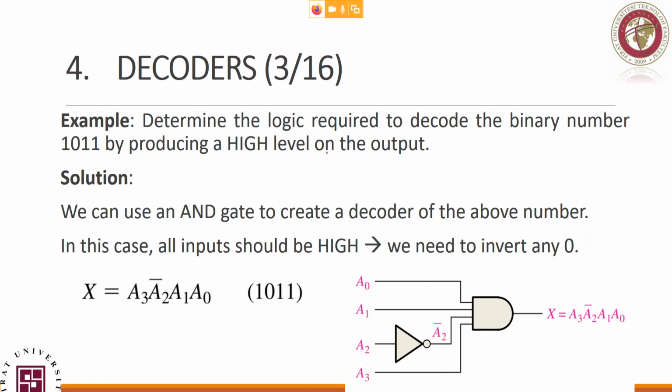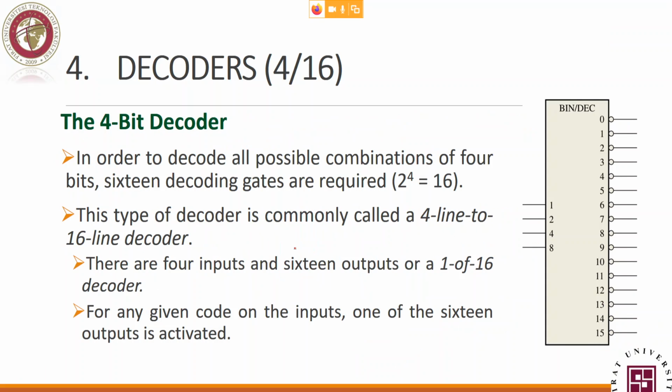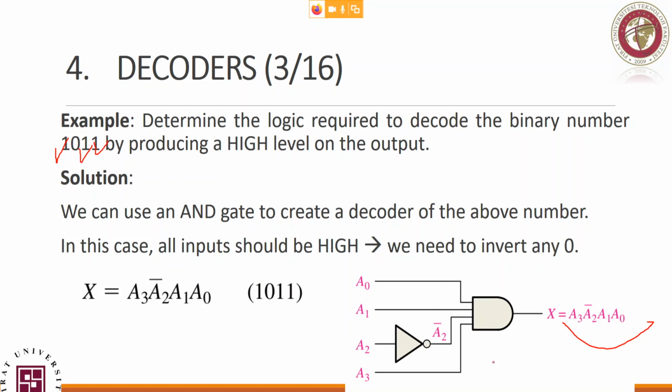Usually I ask such questions, so you may expect such a question on the exam. Determine the logic required to decode the binary number 1011. Now this one is high, this one is high, this one needs inversion, this one is high. So we have a 4 input AND gate. We have the MSB 1 the way it is, the next to it inverted, so it will be A2 bar. A3 the way it is, A2 bar, A1, A0, all ANDed. That is the decoder.